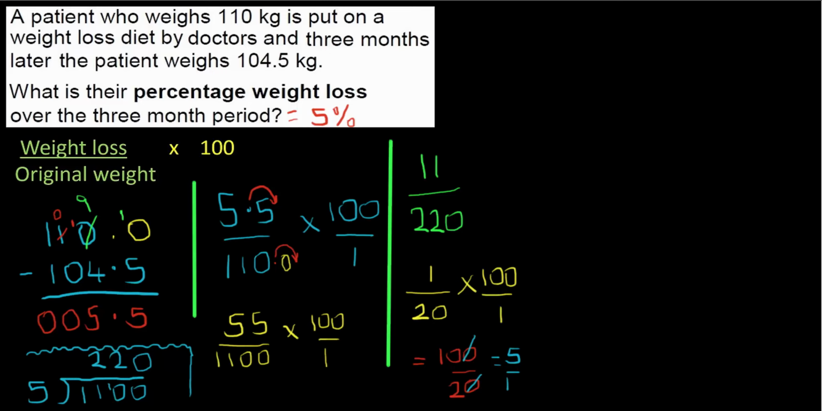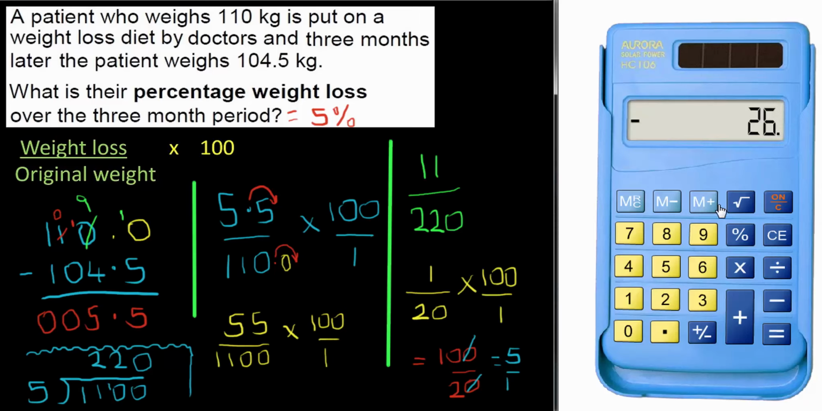That would have been tricky to have guessed from the outset, that we'd get such an easy looking answer. This is definitely one question that is far easier with the calculator. So I'll clear my memory. My weight loss, let's just check I got that correct: 110 take away 104.5. That does indeed equal 5.5.